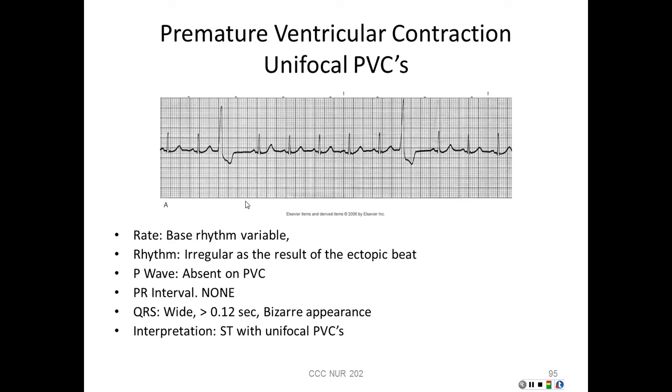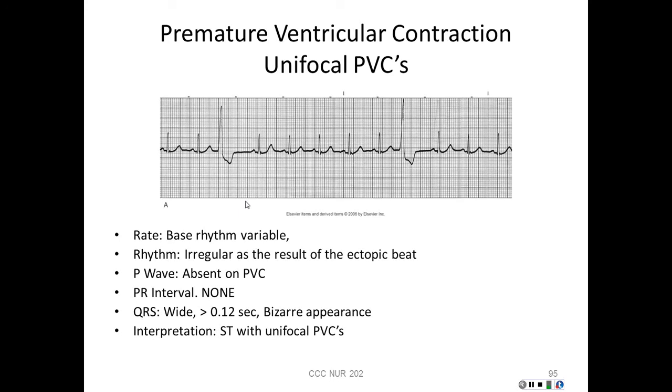They can be occasional, they can be frequent. Frequent is considered anything greater than 6 per minute. They can be regular, such as every other beat, which is called bigeminy, every third beat, which is called trigeminy. You can have two PVCs together, which is called a couplet. You can have 3 together, which is called a triplet. Anything more than 3 together is called ventricular tachycardia.